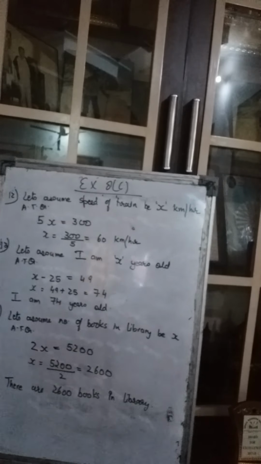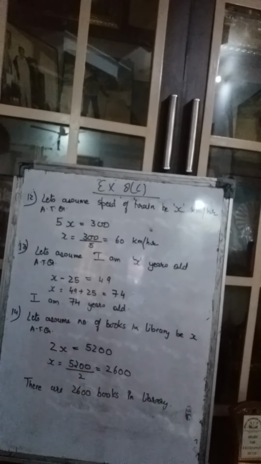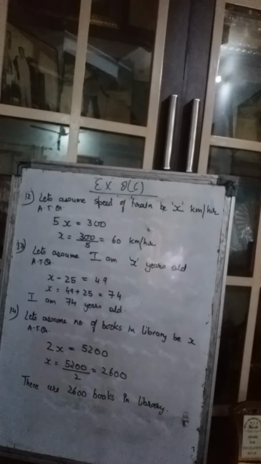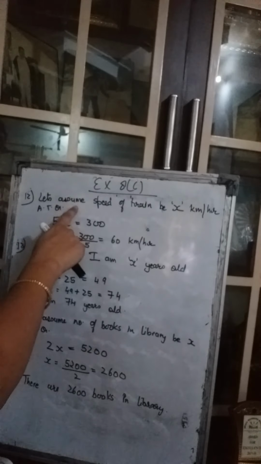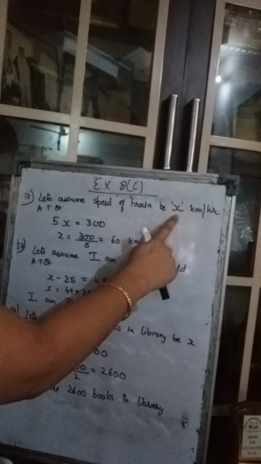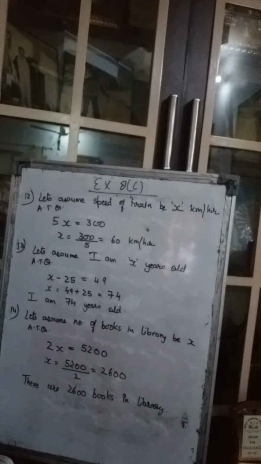Now girls, we come to the 12th question. 12th question says that 5 times the speed of the train is 300 km per hour. Find the speed of the train. So we do not know the speed of the train. Let's assume that to be x. So let's assume speed of train be x km per hour.